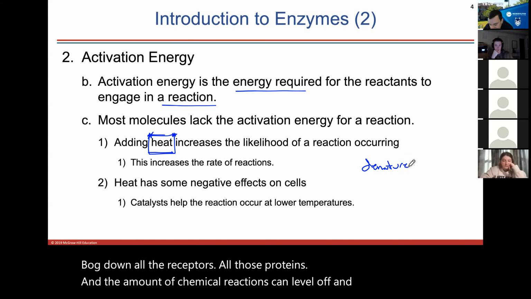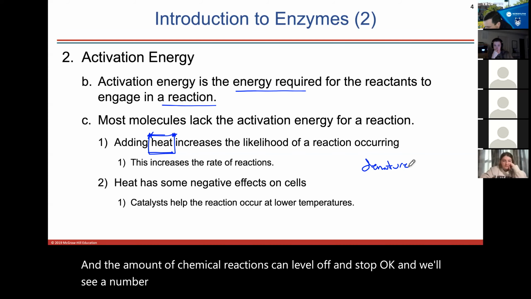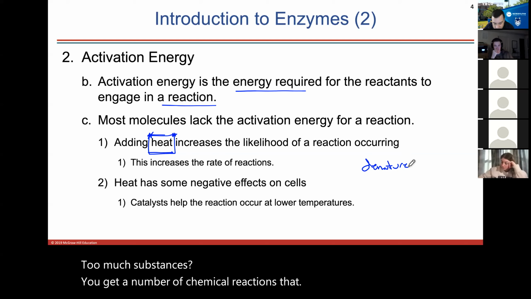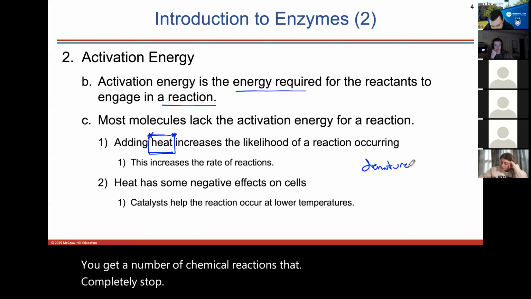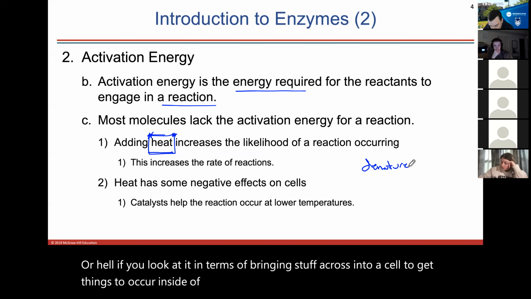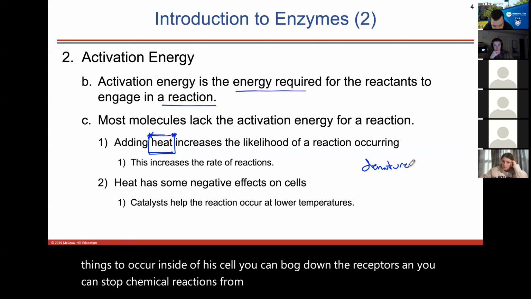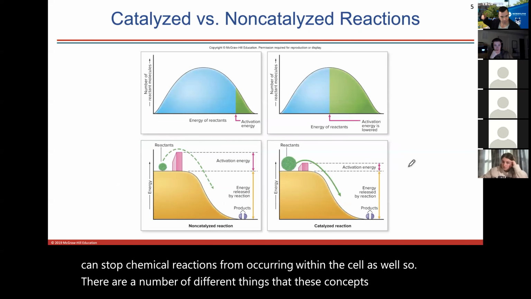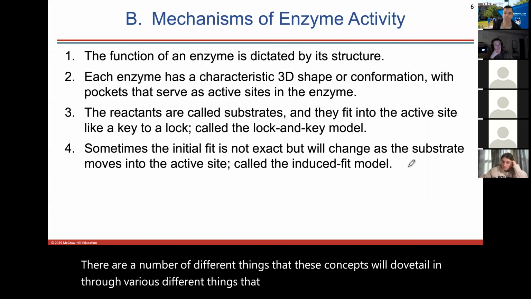Okay. And we'll see a number of mechanisms in the body where if it's just too much substrate, too many substances, you get a number of chemical reactions that completely stop, become stagnant, or if you look at it in terms of bringing stuff across into a cell to get things to occur inside of a cell, you can bog down the receptors and you can stop chemical reactions from occurring within the cell as well. So there are a number of different things that these concepts will dovetail into through various different things that we're going to be talking about.